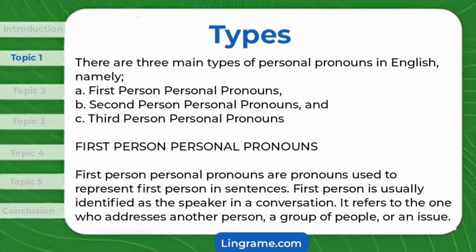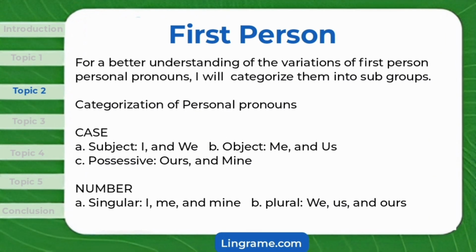Types of personal pronouns. There are three main types of personal pronouns in English, namely, first-person personal pronouns, second-person personal pronouns, and third-person personal pronouns. First-person personal pronouns. First-person personal pronouns are pronouns used to represent first person in sentences. First person is usually identified as the speaker in a conversation. It refers to the one who addresses another person, a group of people, or an issue. For a better understanding of the variations of first-person personal pronouns, I will categorize them into subgroups.